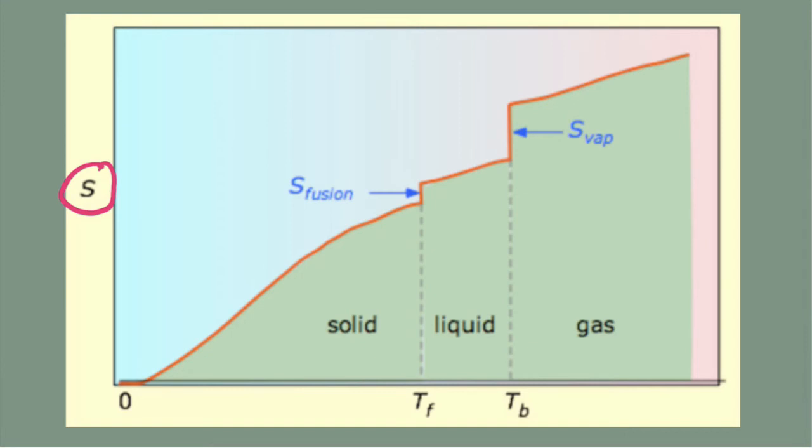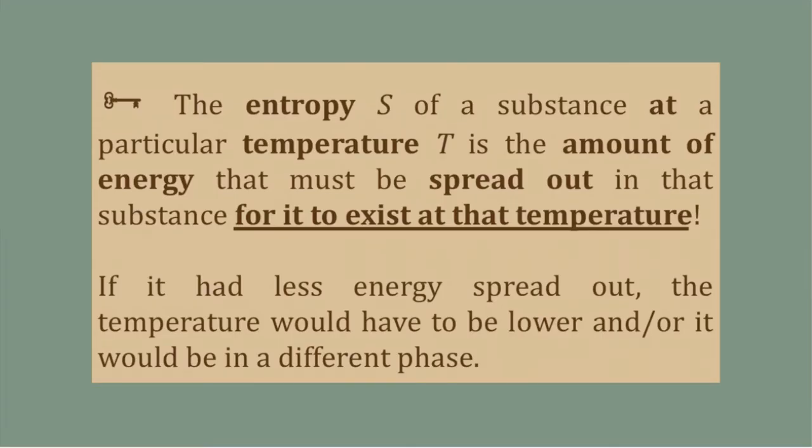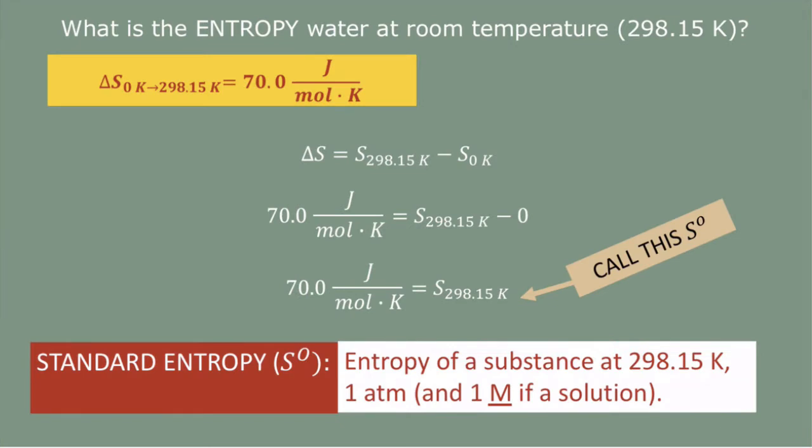And this just plots the answer of our calculations, entropy as temperature rises. Notice that entropy jumps at entropy of fusion when things melt, and entropy of vaporization when things turn into a gas. So a key point: the entropy of a substance at a particular temperature T is the amount of energy that must be spread out in that substance for it to exist at that temperature. If it had less energy spread out, the temperature would have to be lower, and/or it would be in a different phase. So we just found the entropy of water at room temperature to be 70 joules per mole Kelvin.